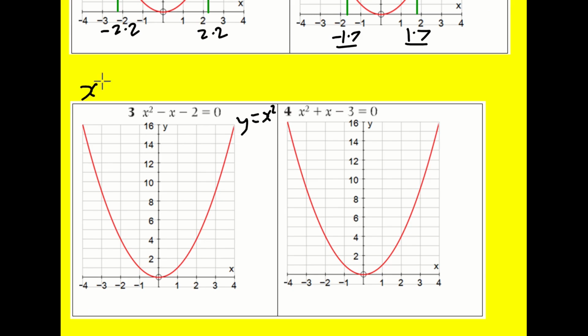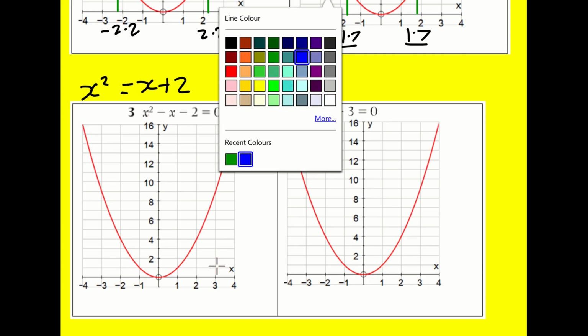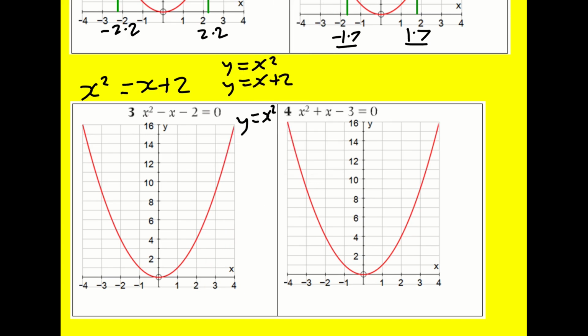I want to get an x squared on the left-hand side, and so I'm going to need to rearrange it. I can add x and add 2 to the right-hand side. So what now? I can look at the solution to y equals x squared and y equals x plus 2. The graphical solution is going to be where these two graphs intersect. So this time I'm going to have to draw the line y equals x plus 2 using my y equals mx plus c knowledge.